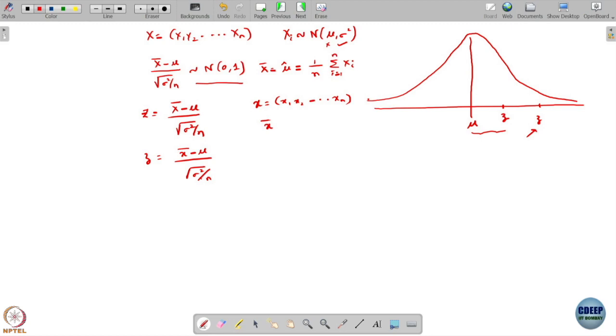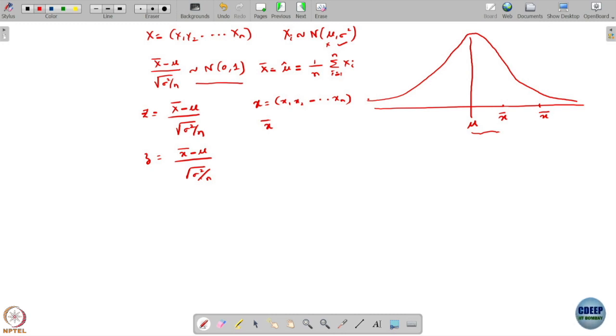So to do that, instead of directly looking into Z, we look directly into the x bar. Maybe this should have been x bar here, not Z. Suppose x bar is here, if they are close, I have more confidence, or I may be more happy that this is a representation of my true population mean, and if this happens to be a little far away, that's not the case.